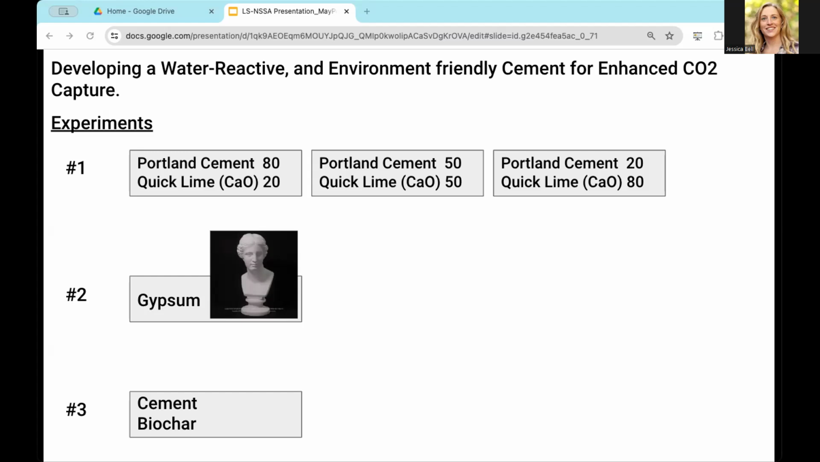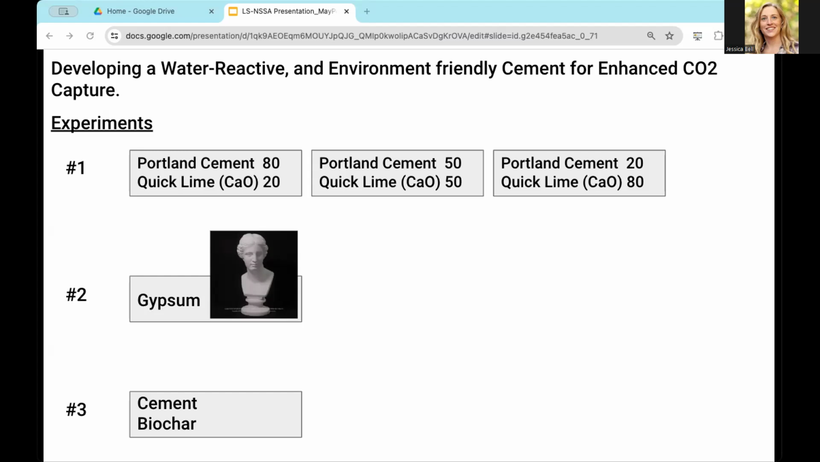Gypsum is also a good material for building, interior building, or for art purposes. And this is also very reactive, and gypsum can release calcium, so we can go through the carbon mineralization. And lastly, we will test the cement with biochar.